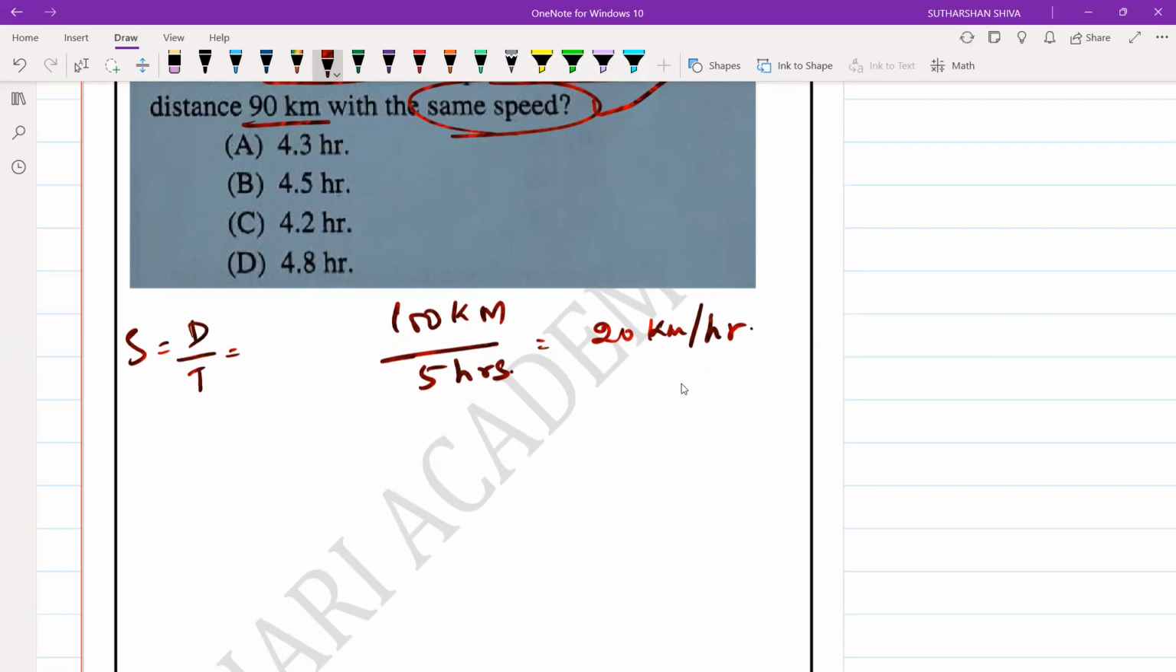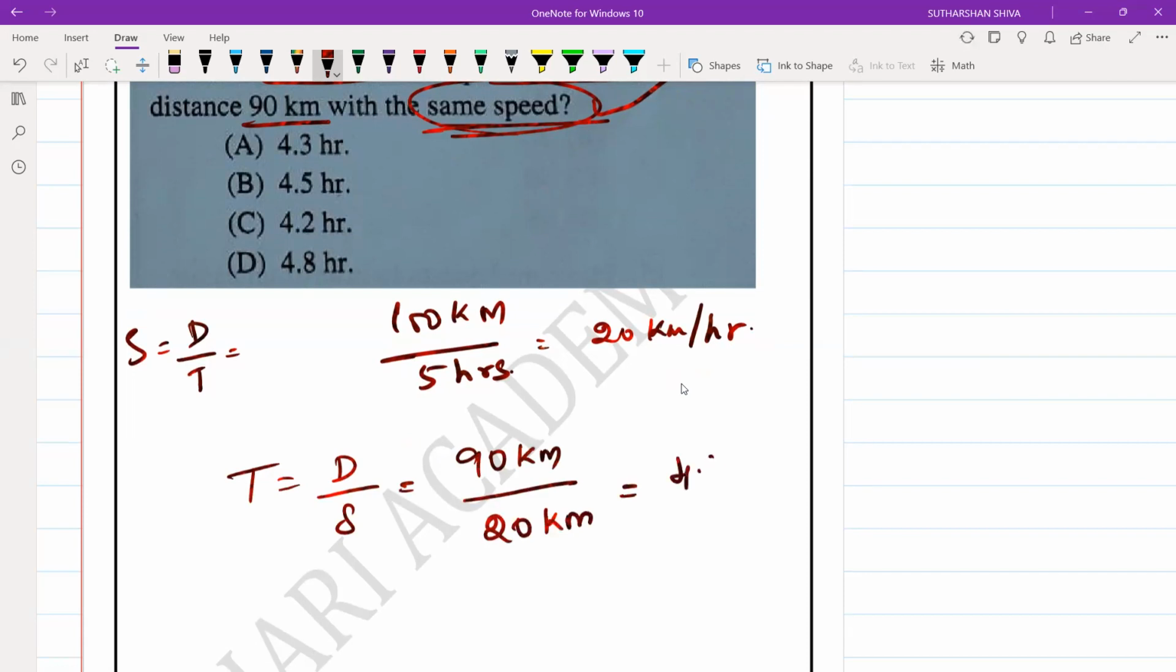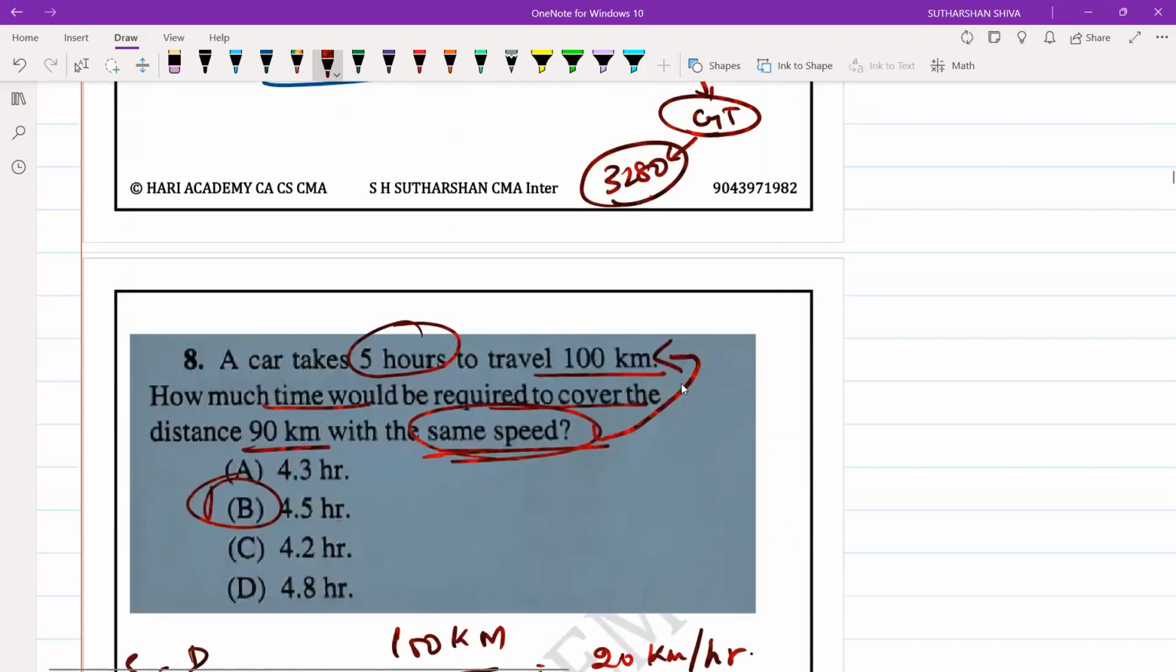But they have given the kilometers. So what I am going to do, for time, it is nothing but distance divided by speed. The distance they have given is 90 kilometers. Speed, they have given the same speed, so 20 kilometers per hour. Finally, it will become 4.5 hours. My final value is going to be what? B.